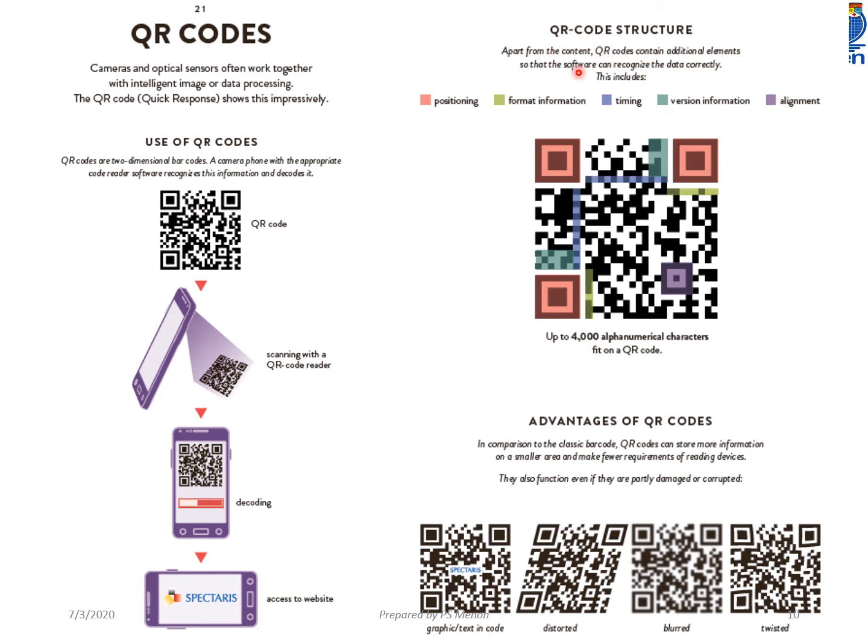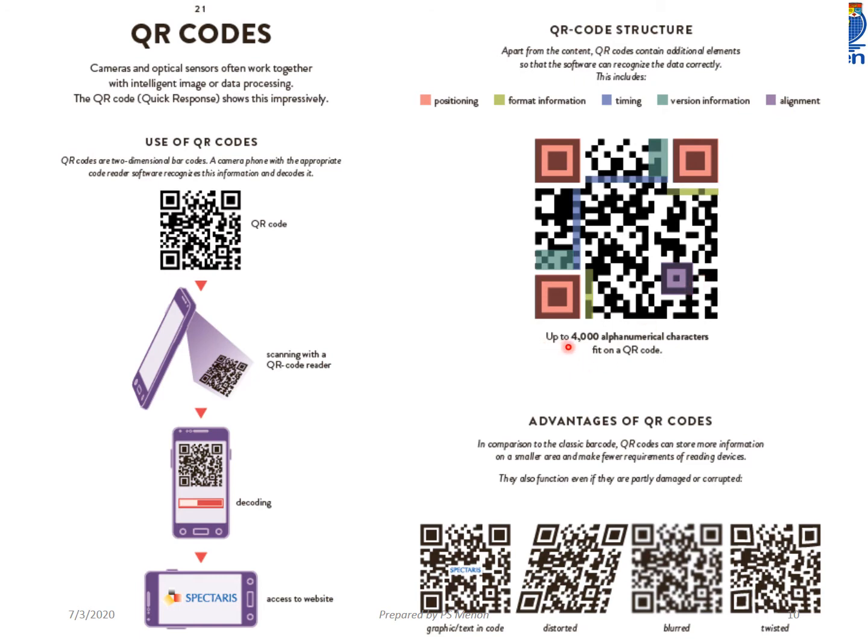So the QR code structure, apart from the content, contains several elements so that the software can recognize the data accurately. So there's a position and data, there is a format, the one in light green is the format, timing, how long does it take to access that particular website, the version, and also the alignment.